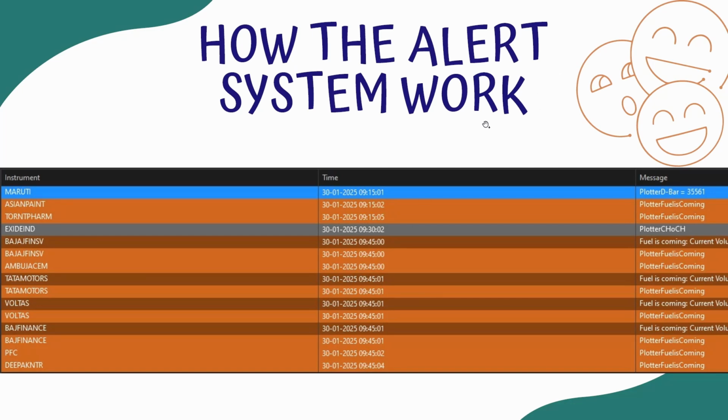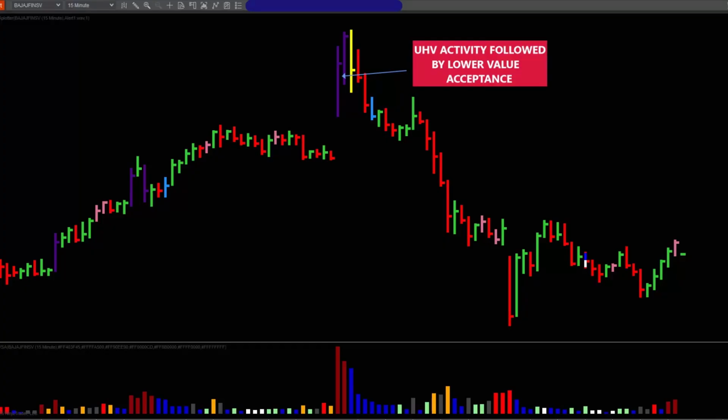Okay, so this is how the alert system will look. This is how the alerts will be generated on the system. This is a picture from NinjaTrader where the alerts have been generated, and here, as we can see, in Bajaj Finance we are getting an alert that an ultra high volume is coming into the market. Let's see in another slide how it looks. Here it is. We have detected the ultra high volume activity, successfully plotted as the blue bar, and then we can plan our trade accordingly.